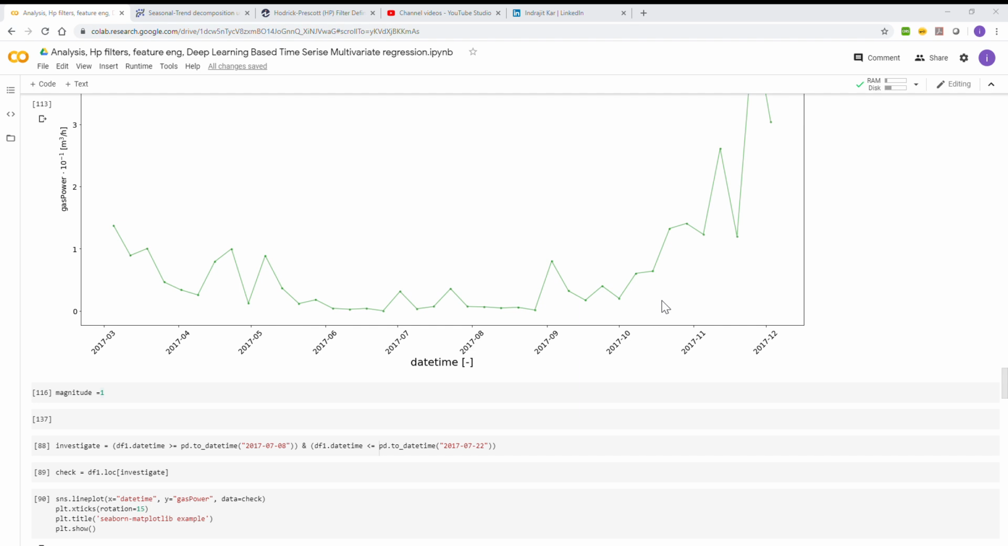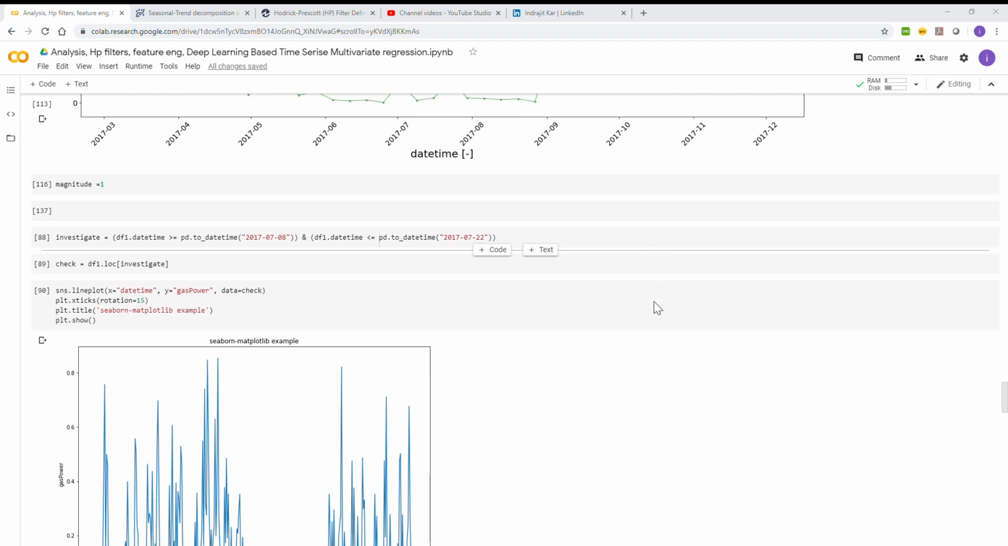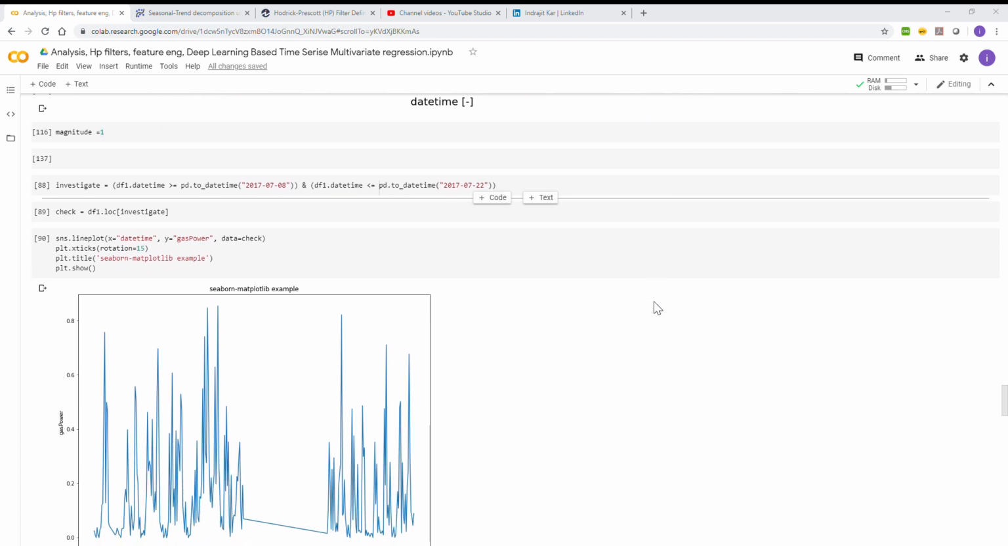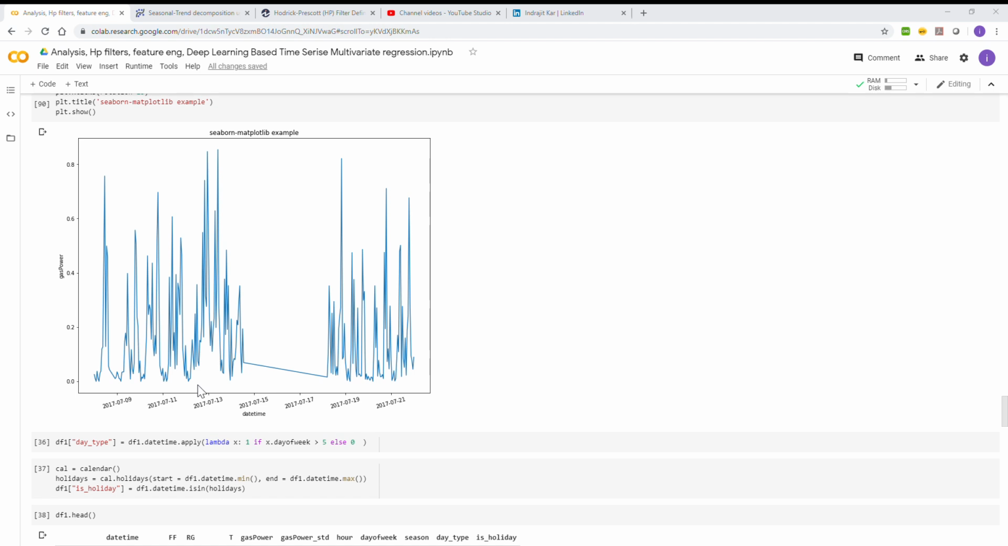Okay, now what else? Yeah, so I have 2 more minutes, so let me just quickly let you know how to do a small investigation. You can take a chunk of the data and plot it. So here you can see I've created a variable investigation, taken chunks from 8th of July to 22nd July, and I am going ahead and doing an investigation. I'm plotting them. We can figure out visually what exactly is happening. So you can do that investigation.